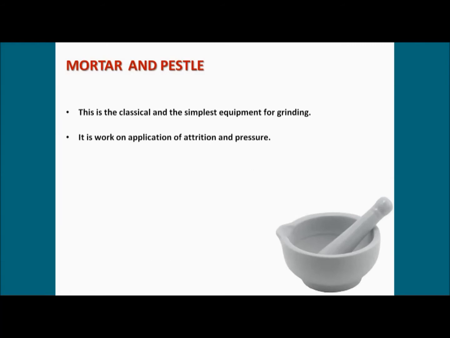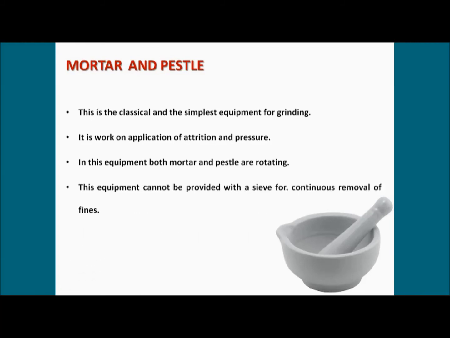Now it works on the application of attrition and pressure, because when we start the grinding process, we will first strike it. At that time the pestle will apply pressure over the substance to be ground, right? Moreover, at the subsequent stage, we will start moving it in this direction or in this direction. When it moves, it will generate attrition over the particles to be crushed, right? Now in this equipment, both the mortar and the pestle are rotating, right?